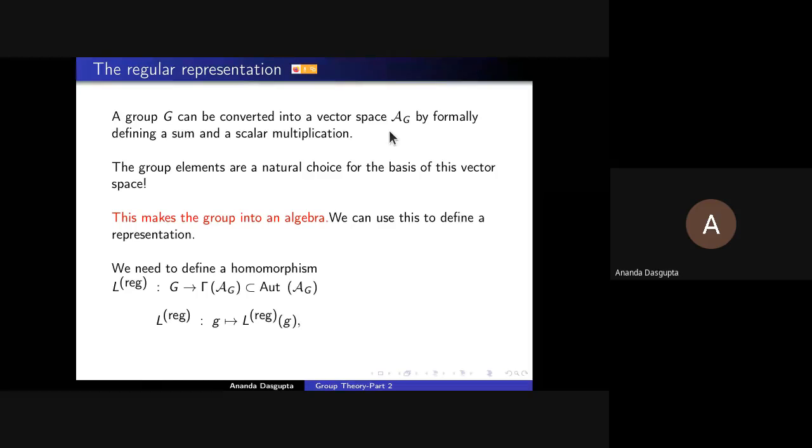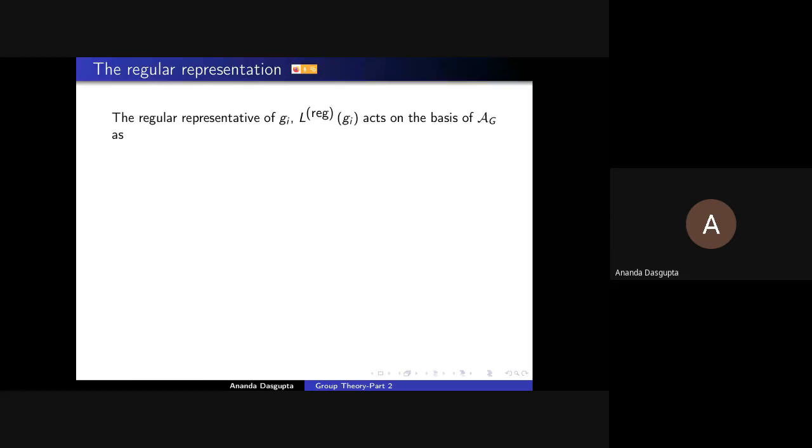Or, as you all know, if you want to specify a linear operator acting on a vector space, all you have to do is tell me what the linear operator does on the basis vectors, which is something we have already used before. So what are the basis vectors we are using? We should be able to say what LG does. Just forget about the reg for the timing, I'm only talking about the regular representation, so all L's will be L reg. So LG will act on V by this rule: V times G inverse. It will multiply by G inverse on the right. That's the rule. Just check whether this works.